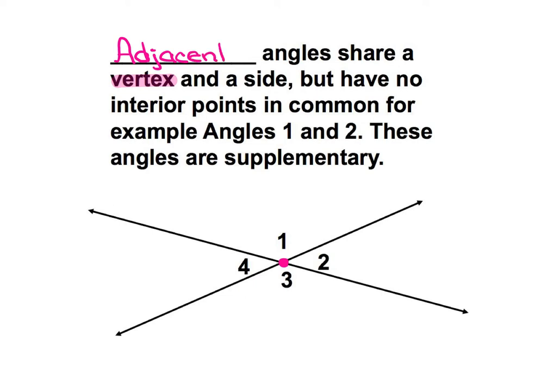It simply means the angles are side by side. They share a side, but have no interior points in common. They're just next to each other, like your desks are next to each other. 1 and 2 are adjacent. What's another pair of adjacent angles?